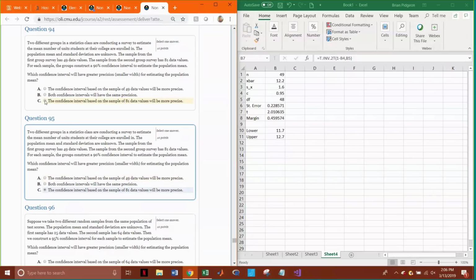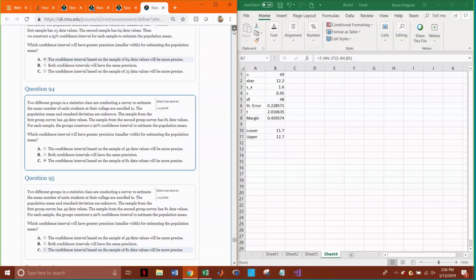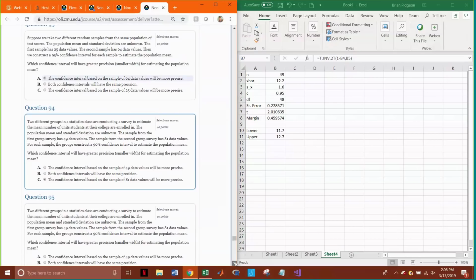Oh wait, this one went away. The confidence interval based on the more precise. Why is that going? None of my other answers went away.